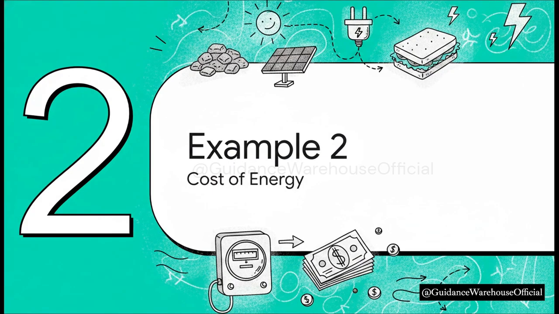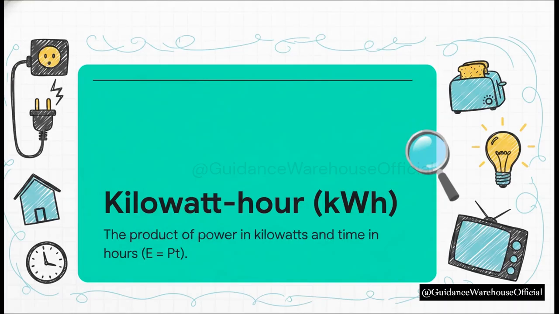Now let's look at example 2, calculating the cost of energy. Let's tie this directly to your wallet. Because generating power requires burning through some kind of fuel, whether that's coal, solar energy, or the sandwich you just ate, we usually have to pay for it. If you look at your monthly utility bill, you actually won't see joules or watts as the final measurement. You'll see something called a kilowatt-hour. This is really just a clever rearrangement of our power formula.